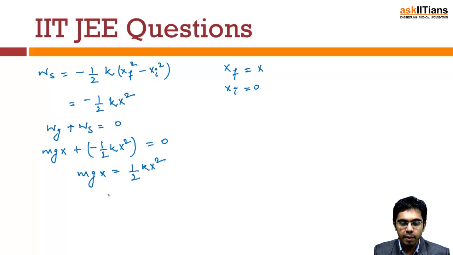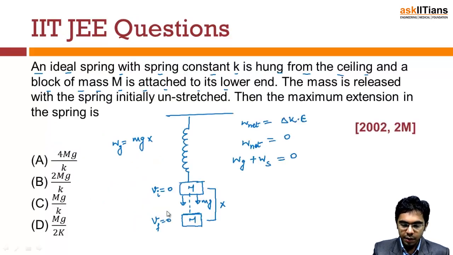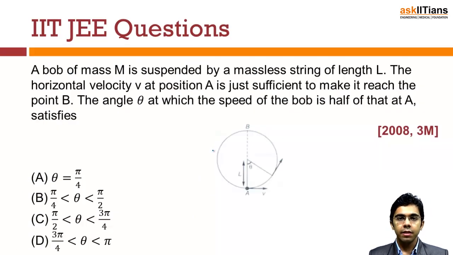So therefore x comes out to be 2mg by k. This is what we will get for x. So if we check out the options, option B should be correct, 2mg by k. Now guys, let's check out the next question.